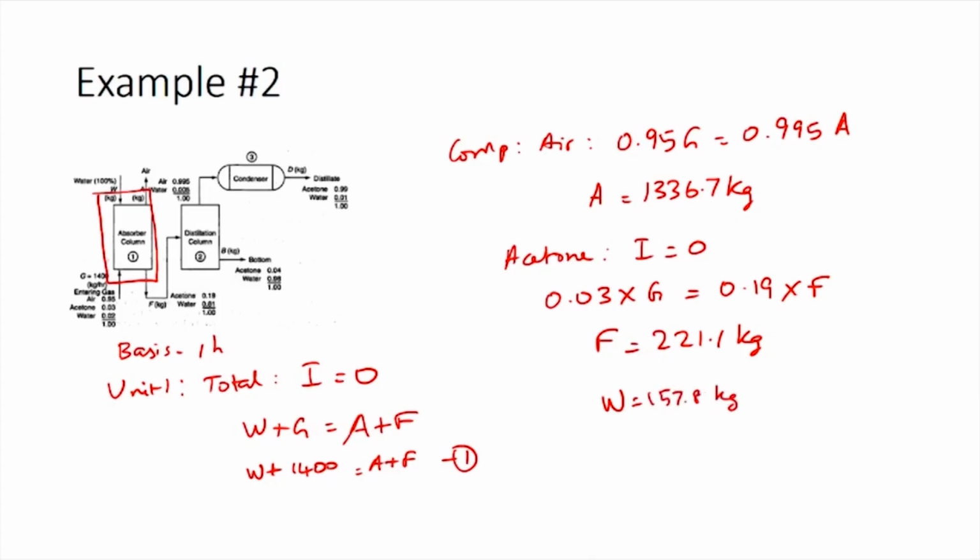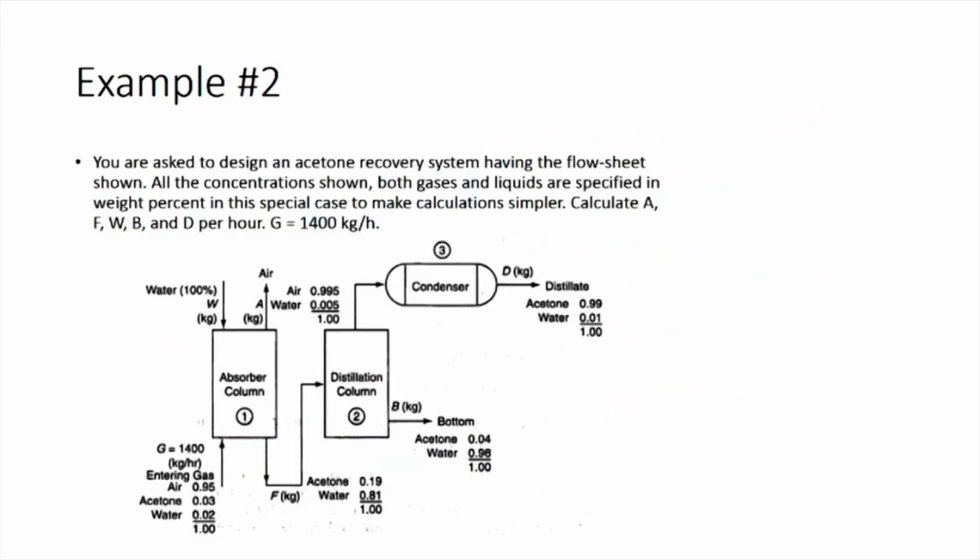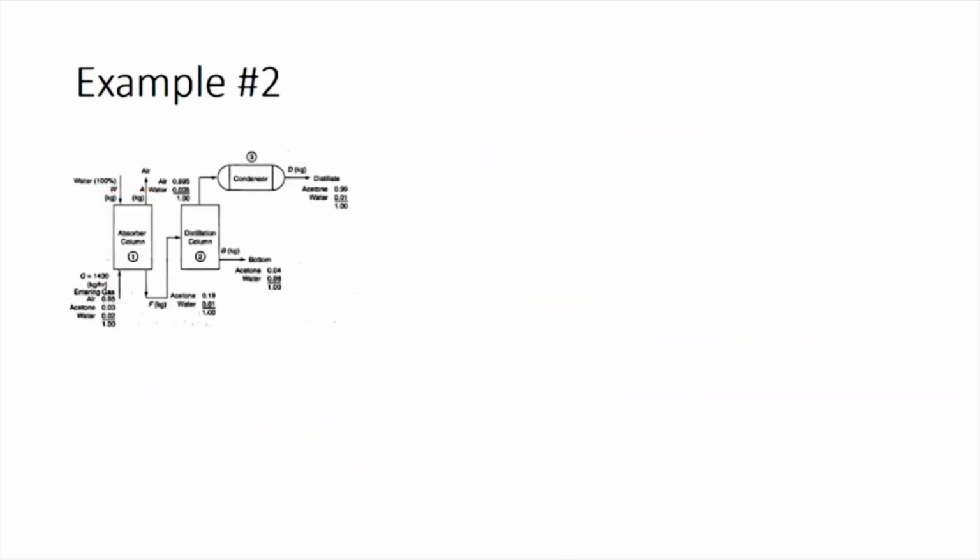157.8 kilograms. So now if we go back and read the problem, what we would see is we have been asked to calculate W, A, F, D and B. One stream which we do not need to get any information about is this particular stream. So this means we can actually calculate only B and D for the second part of the problem. We do not need to worry about this particular stream. So what does this mean for us when we choose the systems?